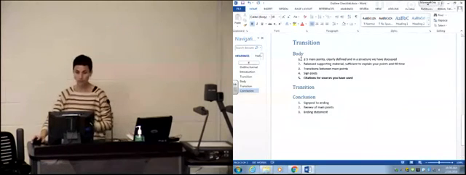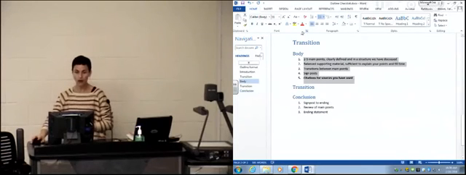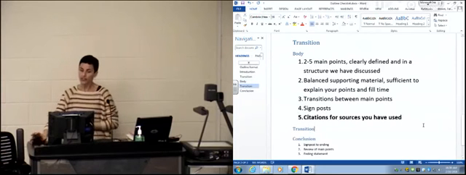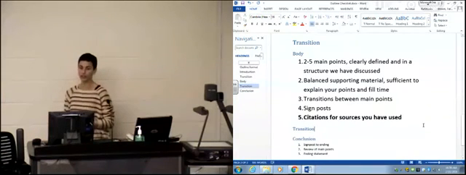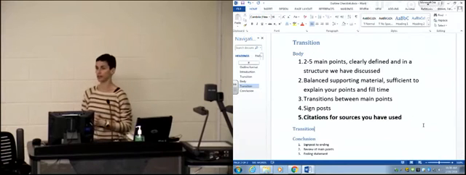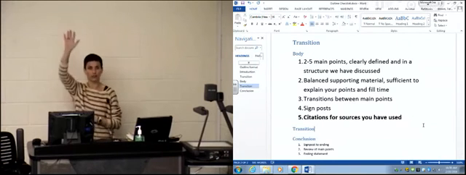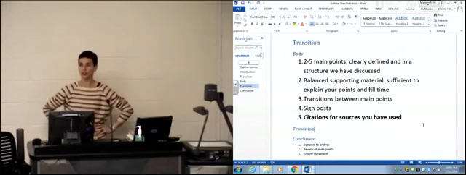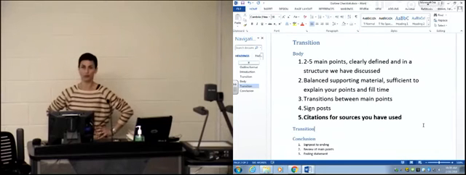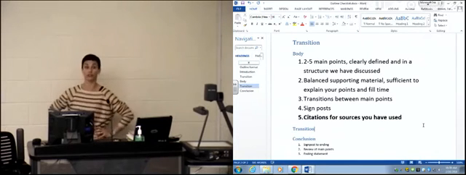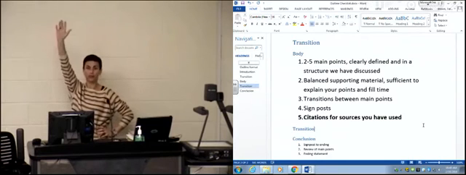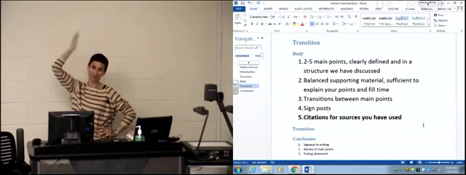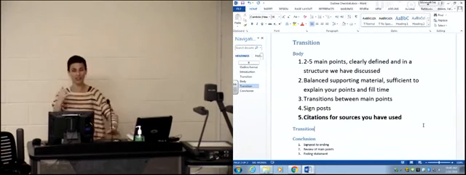All right, let's see. This is important. Here we go. On to the body of your speech. You need to have between 2 and 5 main points that are clearly defined and in a structure we have discussed. So this is just a straw poll. Put your hands up. How many of you were able to find some structure other than topical? So cause and effect, pro and con, chronological. If you use something other than topical, put your hand in the sky. Yes, pat yourself on the back. That makes me happy. Very good.